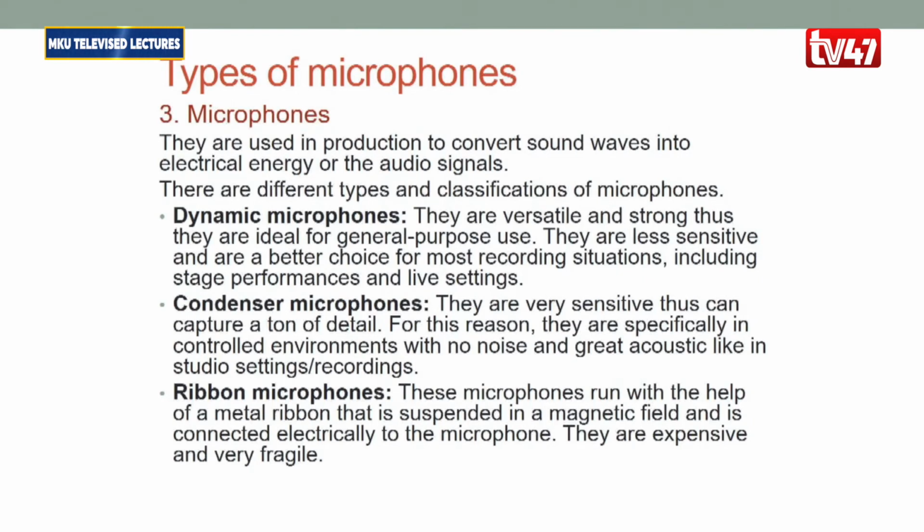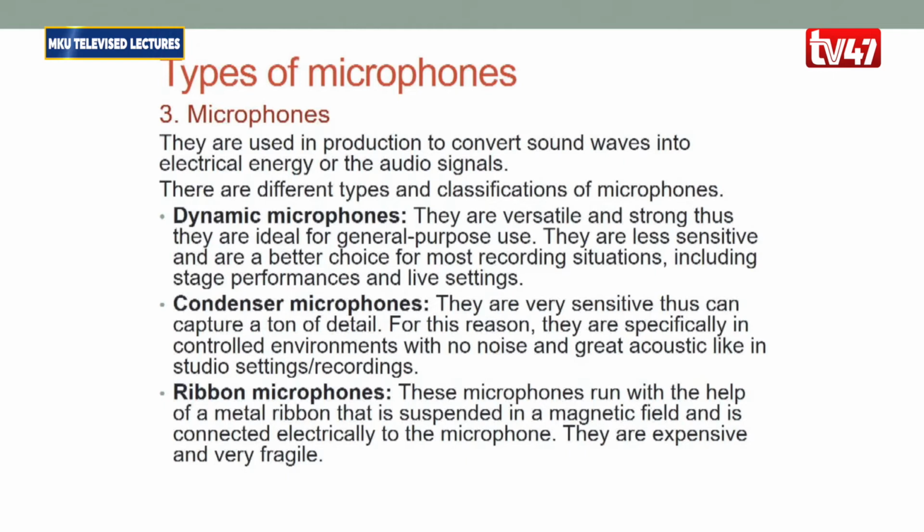We can look at the types of microphones. And the microphone is the third most basic equipment used in production. We've looked at the camera, we've looked at the lights, very basic in production, and also now the microphones. And we go straight ahead to looking at the types of microphones. But before that, we can define what microphones are used for. We say that they're used in production to convert sound waves into electrical energy or the audio signals.